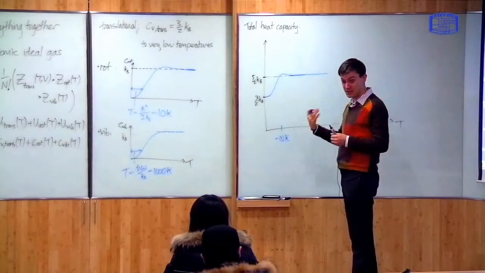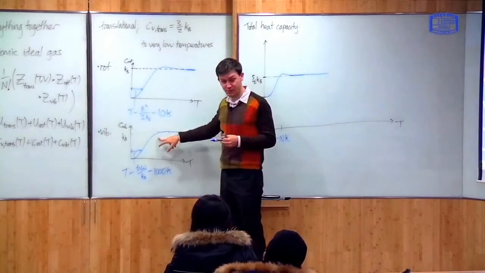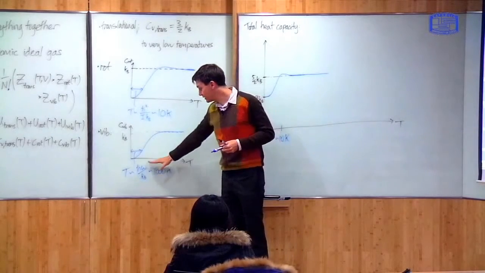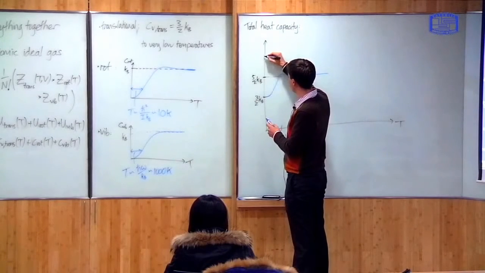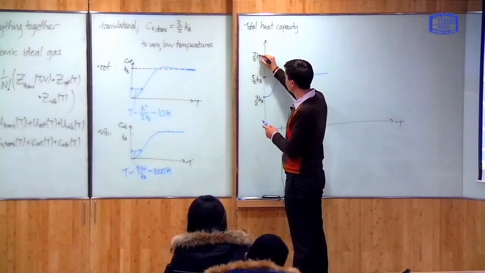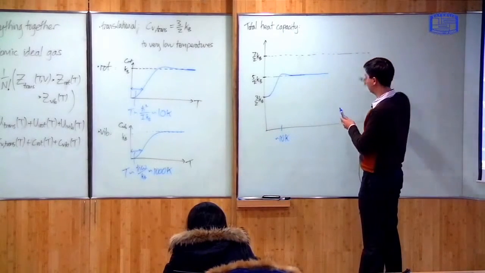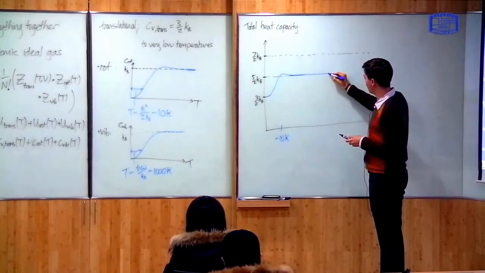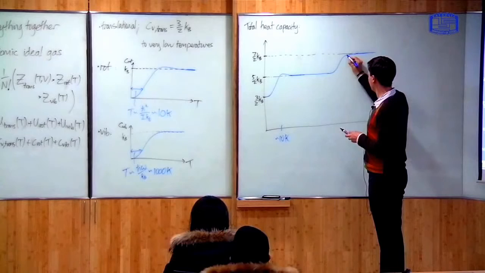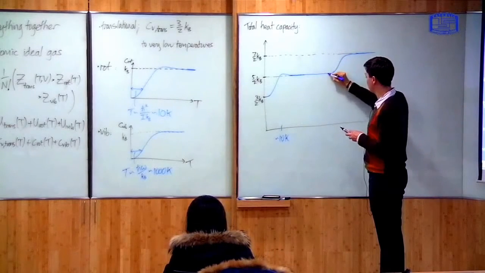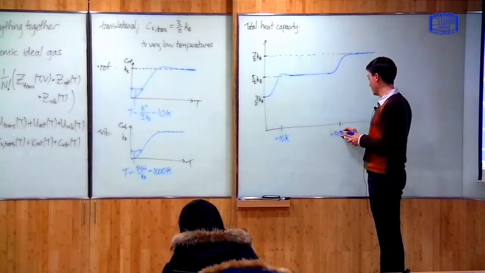Then I have to go to much higher temperatures. And at much higher temperatures, I start to excite the vibrational part. The vibrational part adds 1 more kB. So the vibrational part gets me from 5/2 kB up to 7/2 kB. So at very high temperatures, the heat capacity will increase again to this value. And the characteristic temperature at which this happened is thousands of Kelvin.